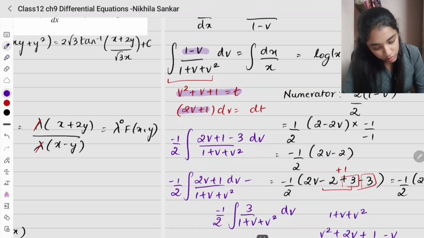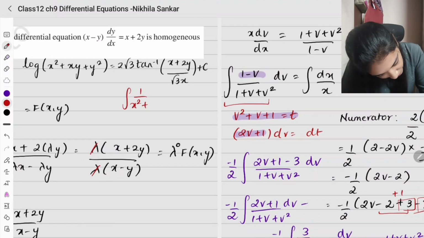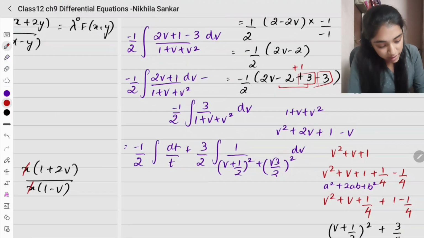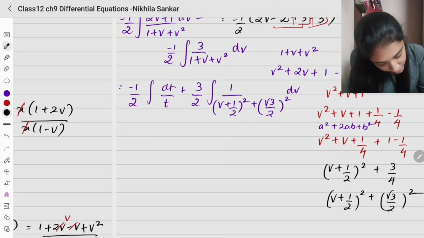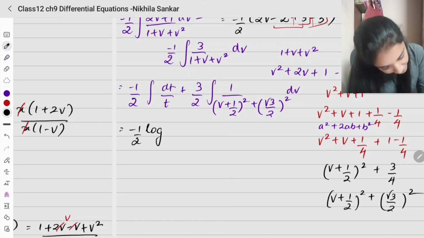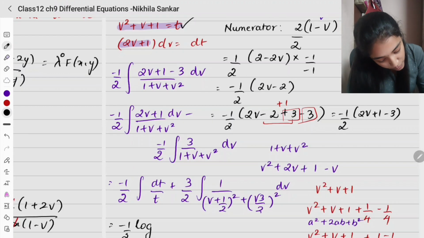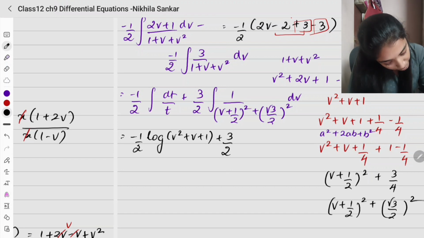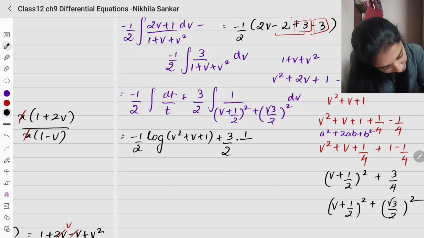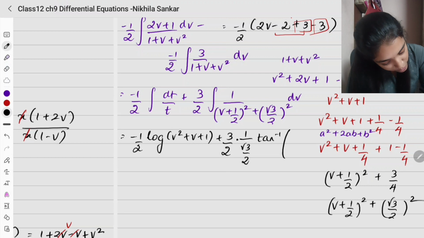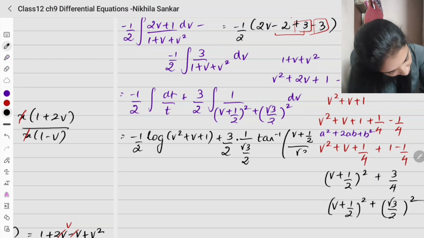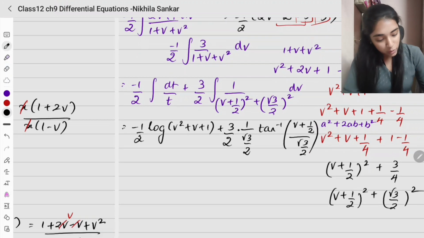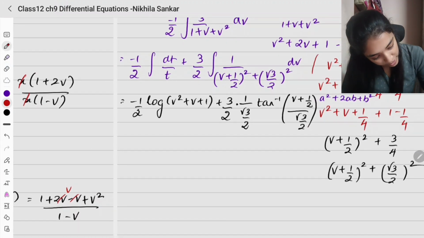Okay, what formula do you know? Integral of 1 divided by x square plus a square gives me 1 by a tan inverse of x divided by a. In the formula theriyuma? So I'm going to use this and I'm going to have minus half log t. What is my t according to the substitution I made? It is going to be v square plus v plus 1. So v square plus v plus 1 plus 3 divided by 2 times 1 divided by a. So it is going to be 1 divided by root 3 by 2 times tan inverse of x divided by a. So which is going to be v plus half divided by root 3 by 2. Okay, I know this is a long substitution, but slow up vanda it is going to be very easy.